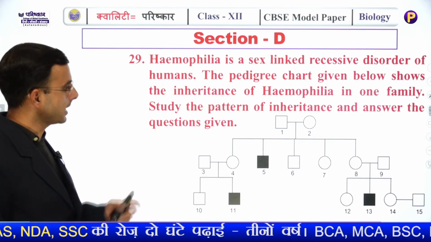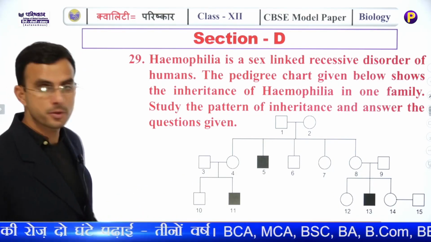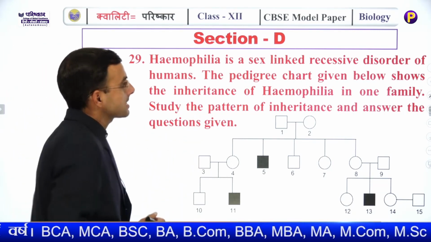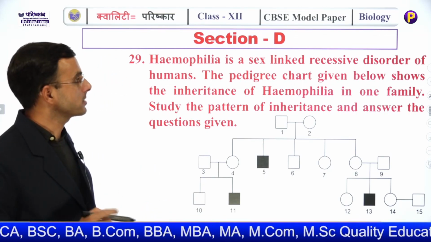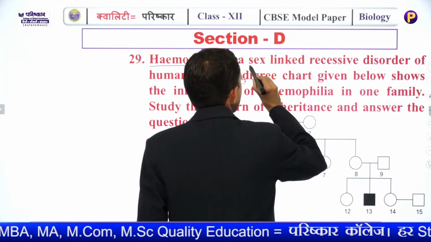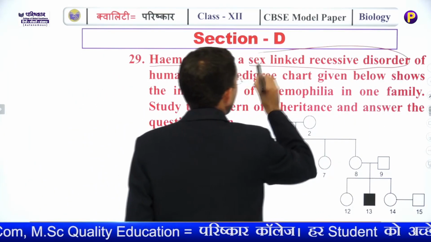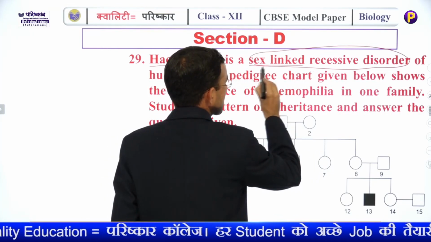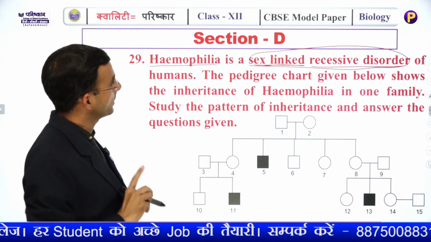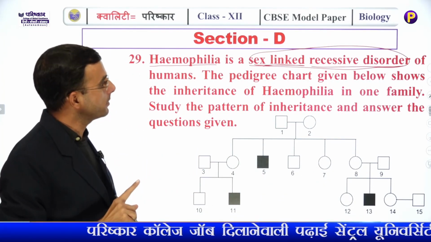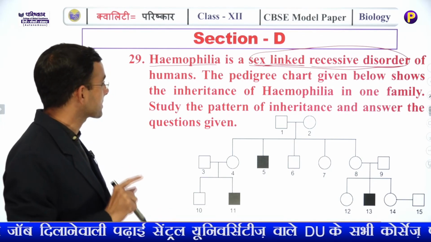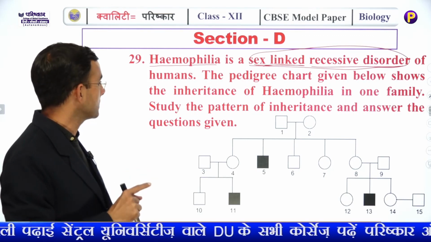Now next, that is about hemophilia. Hemophilia is a sex-linked recessive disorder of humans. So there are two terms: sex-linked and recessive disorder. The pedigree chart given below shows the inheritance of hemophilia in one family. Study the pattern of inheritance and answer the following questions.